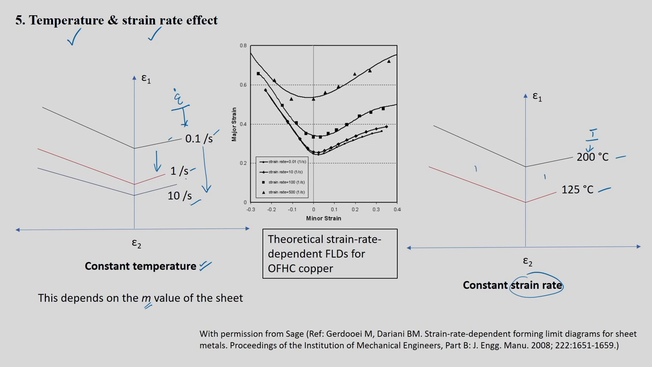One has to evaluate it and check it. So, you will see that generally increasing the temperature improves the forming limit in this fashion, at a constant strain rate. But there are some examples which I have shown here.